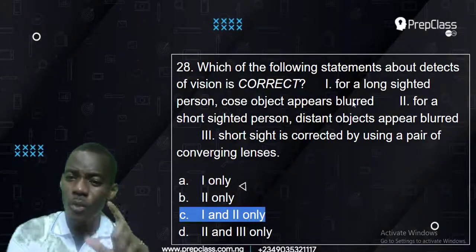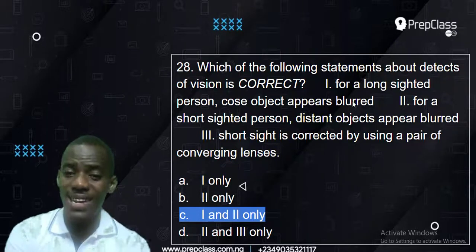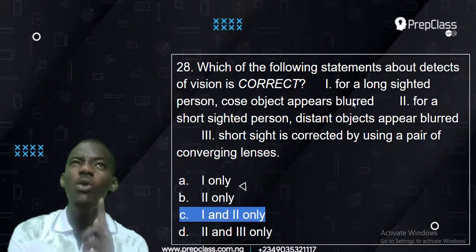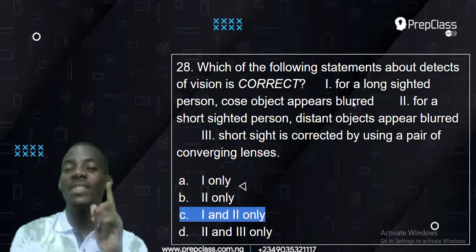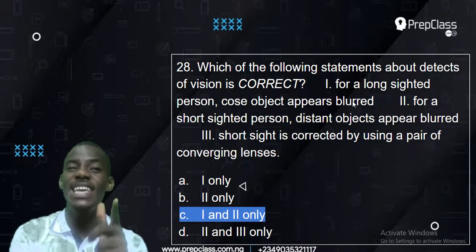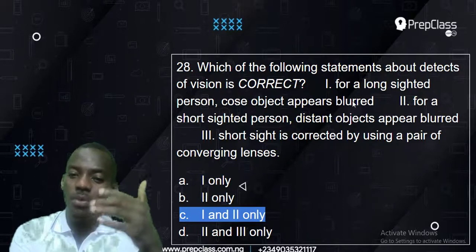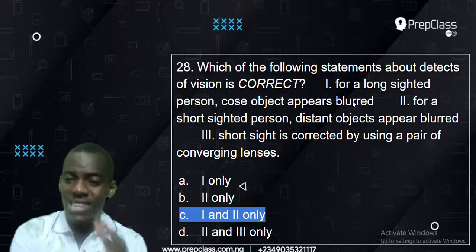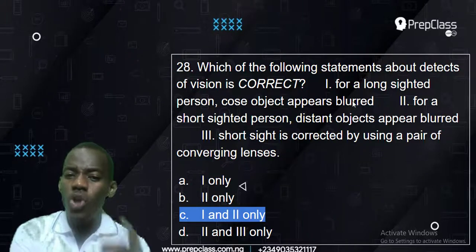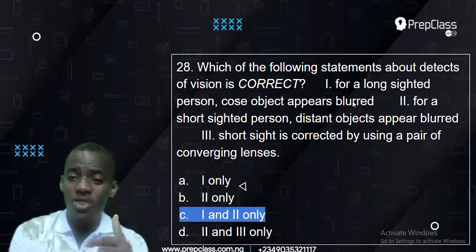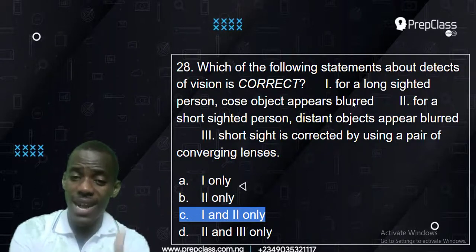But option 1 is true, because the meaning of long-sightedness is that close objects appear blur, because it can only see things that are far. That's why it's called long-sightedness. It can only sight when it is long or far. But if it is close, it will be blur. That's the meaning of long-sightedness. Then short-sightedness means it can only see things that are near. So distant objects are blur. That is also correct, and that's the meaning of short-sightedness.